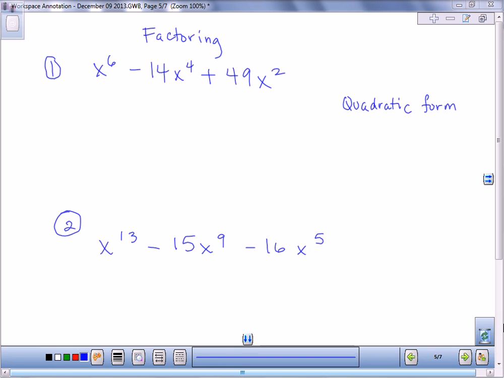Guys, so we have already factored in this class. Now we're going to look at factoring a little differently. All we factored so far is we factored out greatest common factors, and then at most it left us with a quadratic that we factored some more. Now we're going to do factoring a little differently. Let's look at our first example here.